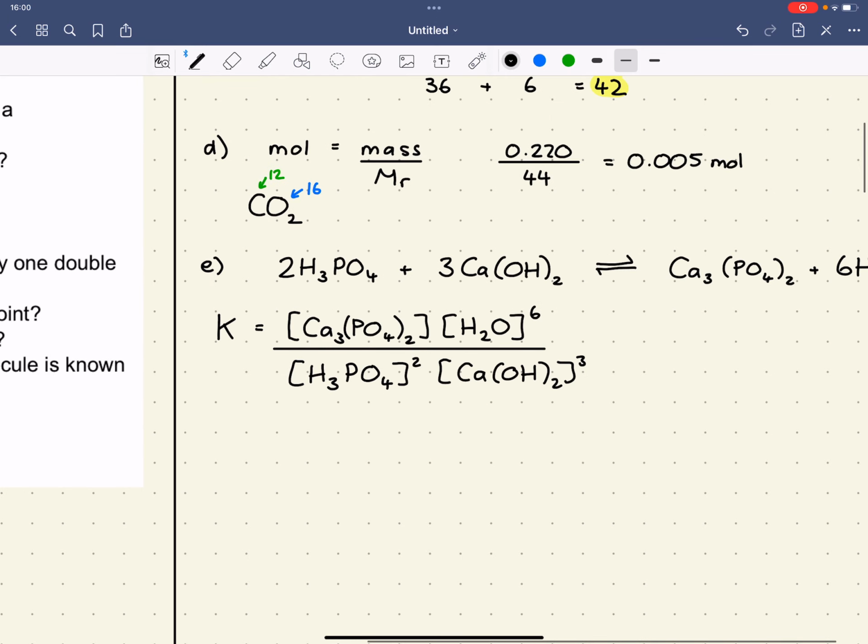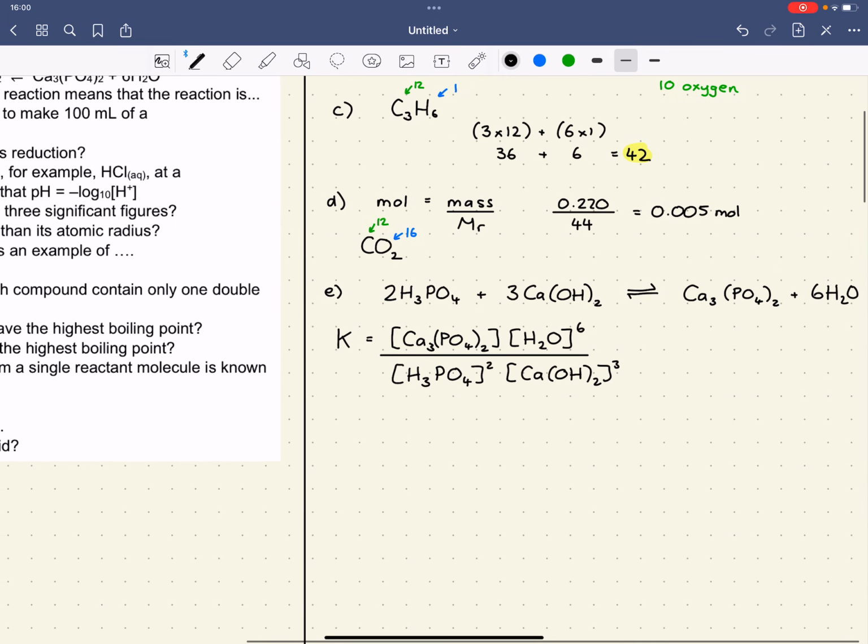Now, these equilibrium constants are important when we come to look at acid-base chemistry and looking at the dissociation of weak acids. So these rules of equilibrium, where we've got to divide products over reactants, is something that will come up in acid-base chemistry.